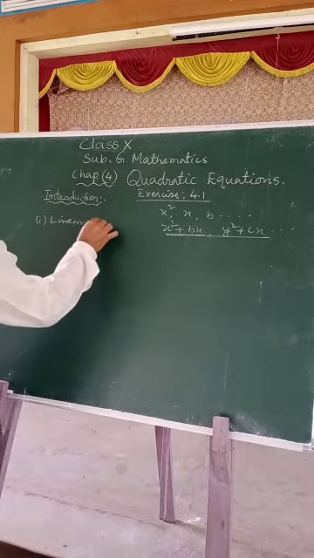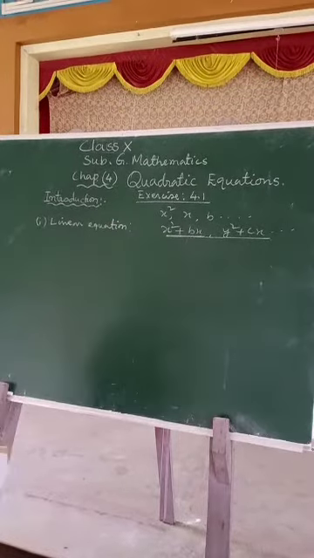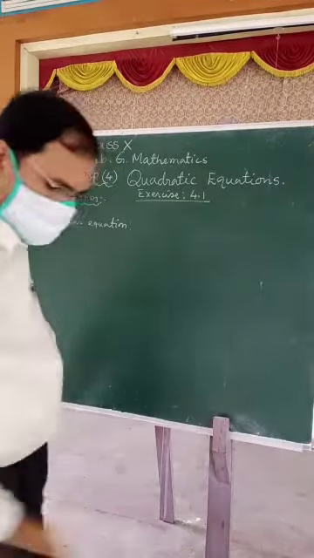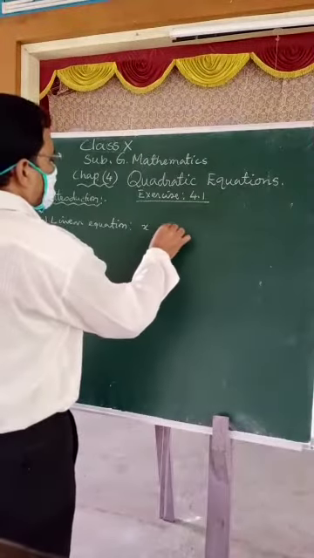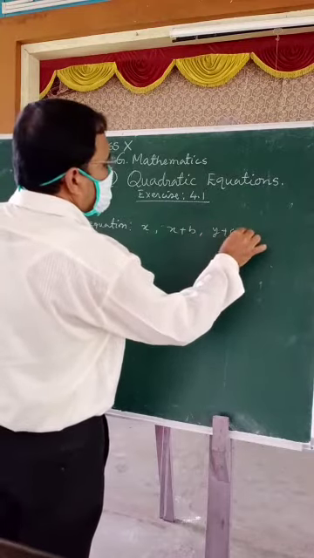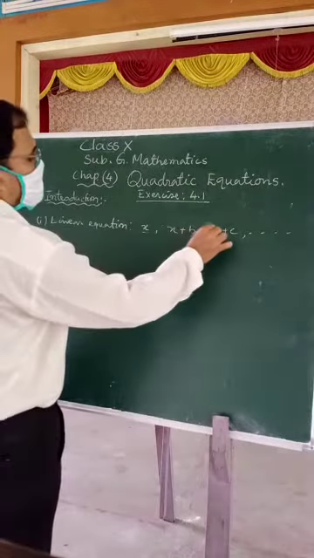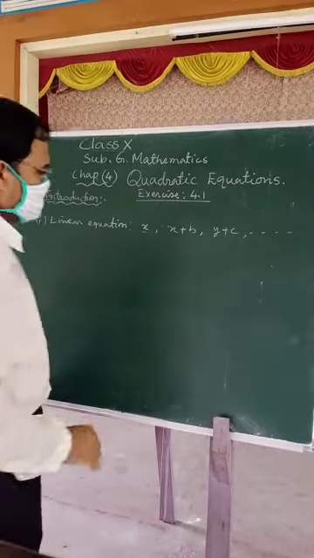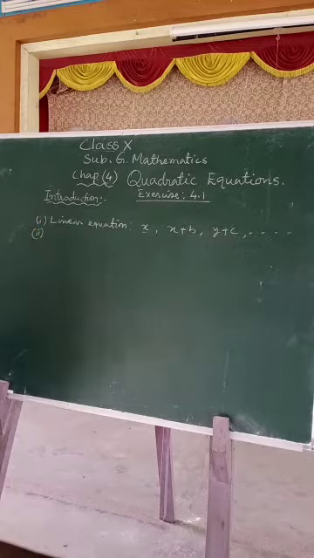Number 1, linear equation. Ax plus b, or y plus c, is a linear equation. Here x and y are variables and b, c are constants.